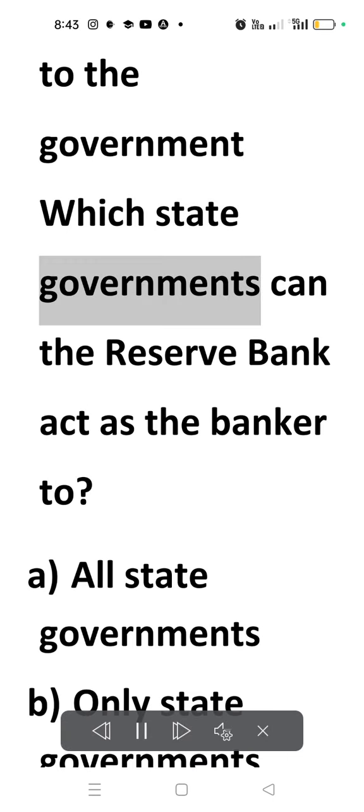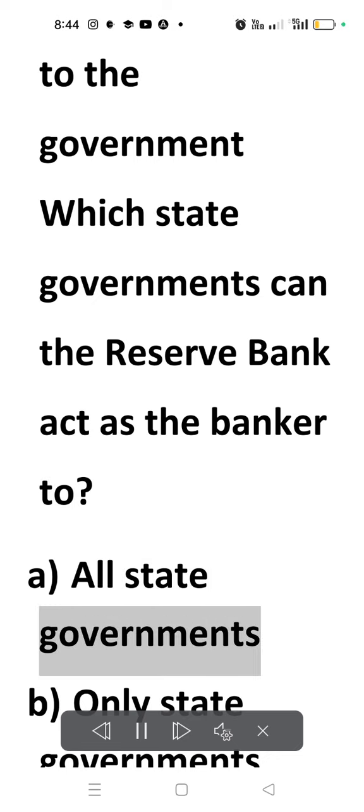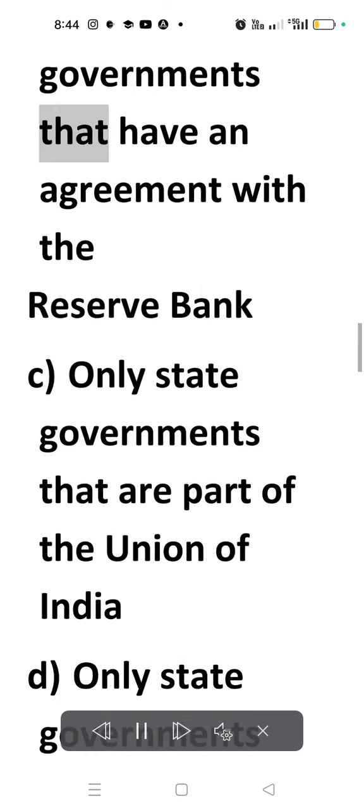Which state governments can the Reserve Bank act as a banker to? All state governments. Only state governments that have an agreement with the Reserve Bank. Only state governments that are part of the Union of India. Only state governments that have a population above a certain threshold. Answer: B. Only state governments that have an agreement with the Reserve Bank.